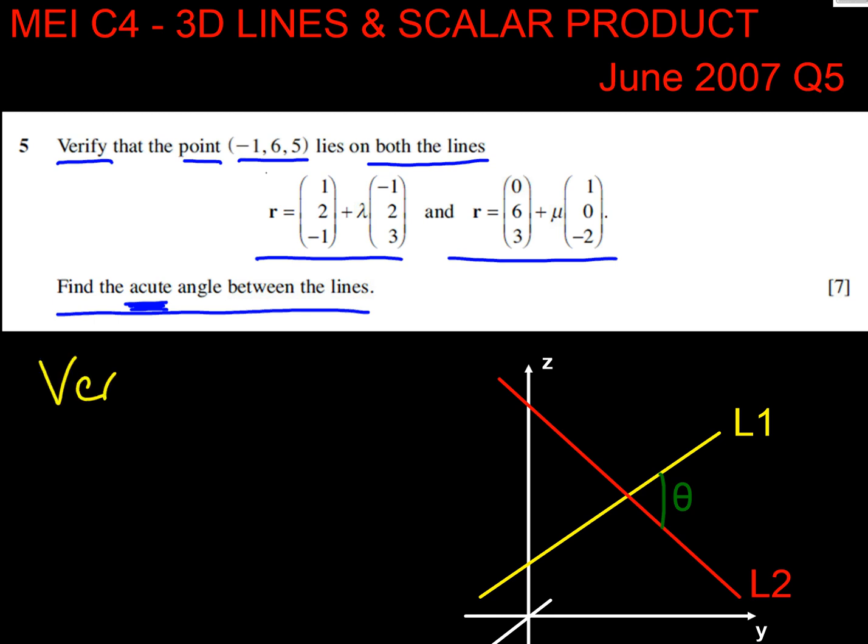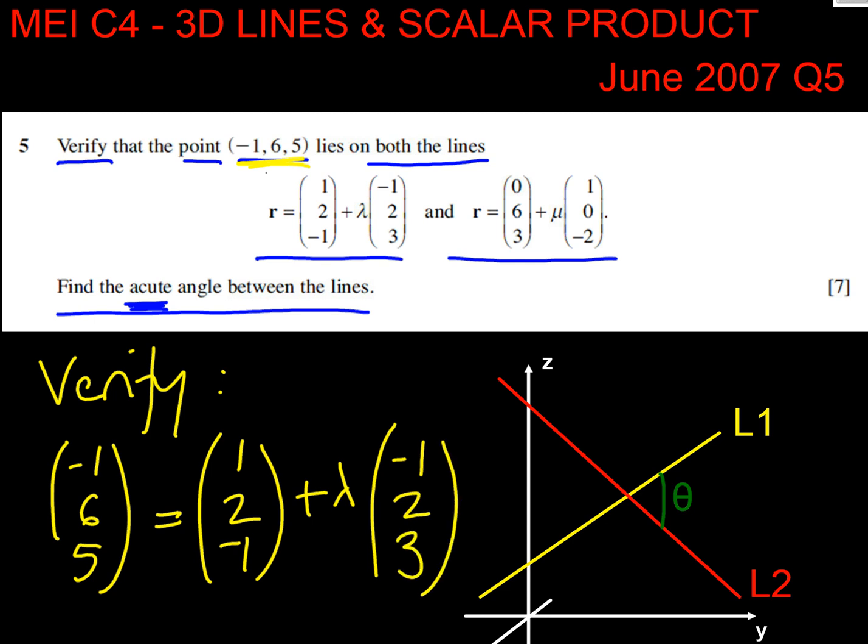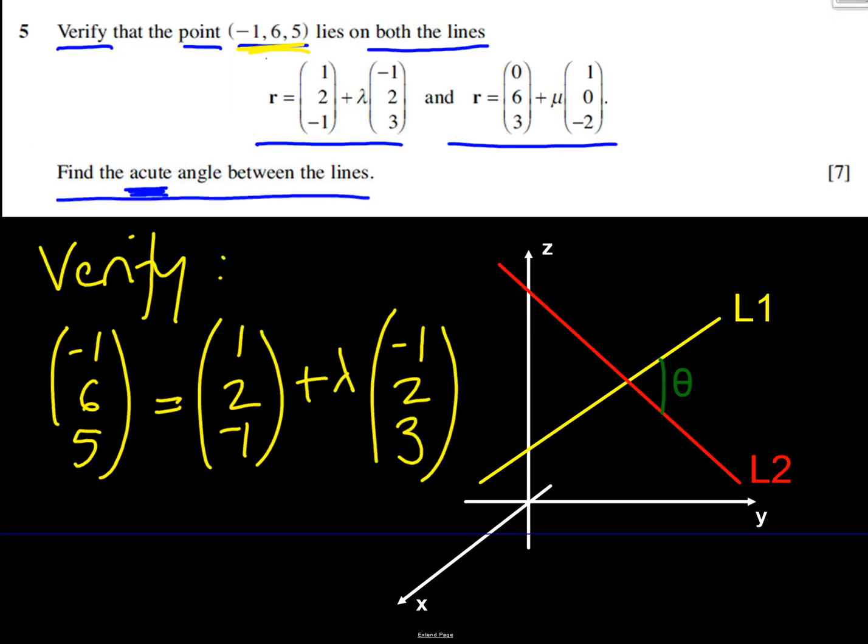They use the word verify, so we can use the information they've given us, and we therefore just need to show that this point here is on the line. So we've got (-1, 6, 5) as our point, and let's go with line 1. We know that it goes through the point (1, 2, -1), and it's got some multiple of the line vector (-1, 2, 3). So I've written it like that.